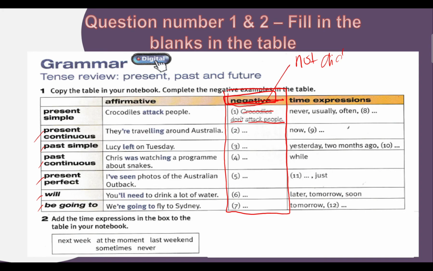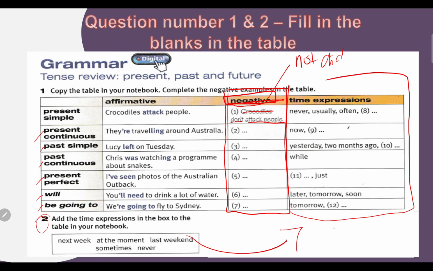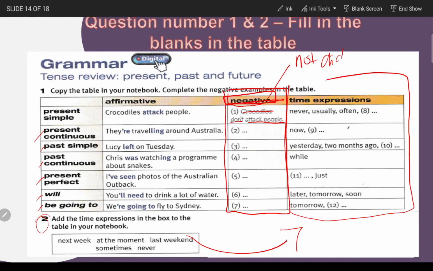For question number 2, you are going to add on the time expression into this table here. So take a look at the time expression here and decide which time expression is for the tenses. Basically you are just going to fill in the blanks in the table here. Very simple.